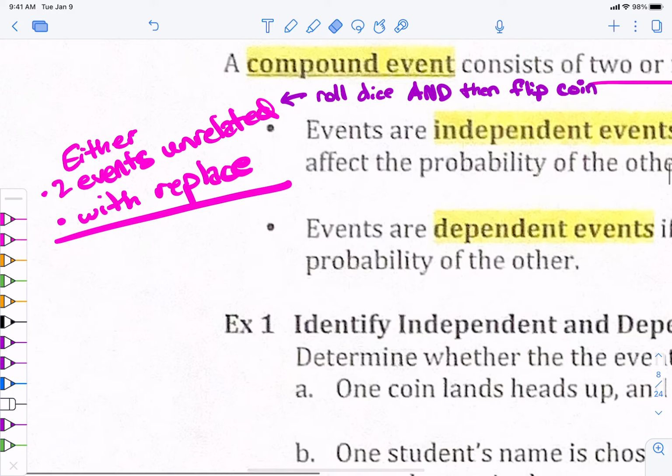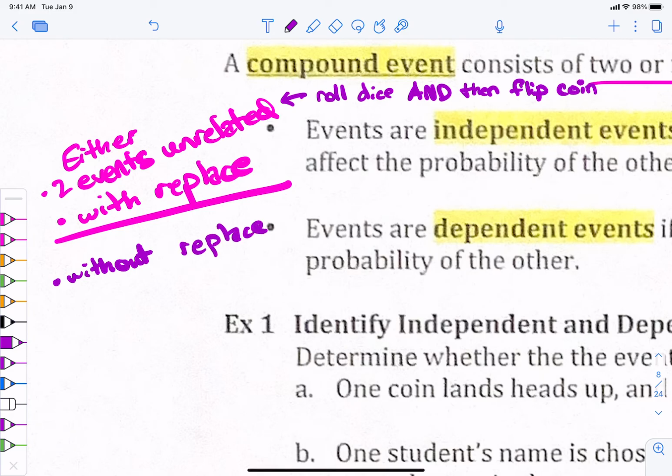Dependent will only ever be without replace, and they will say that. Without replacing, or they'll say you're not putting it back in. That means without replace. Dependent events, that's what will happen. Okay, happy with that?